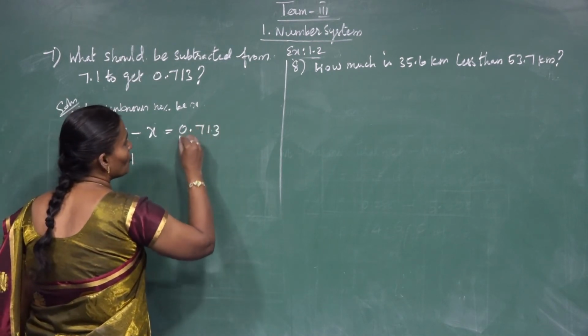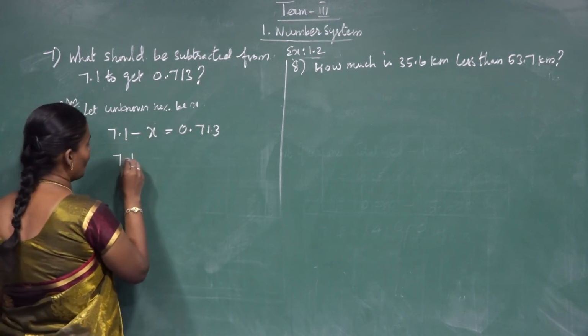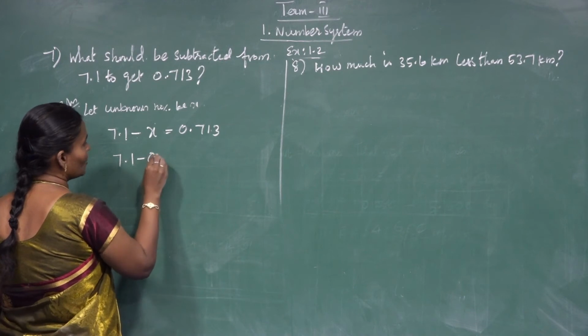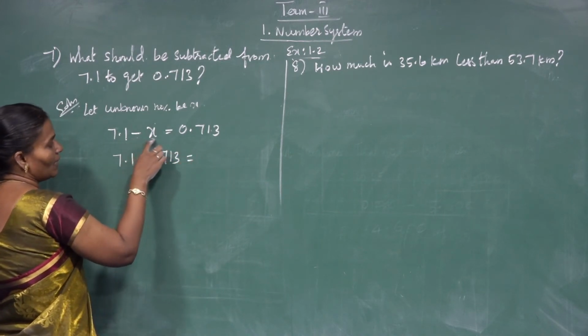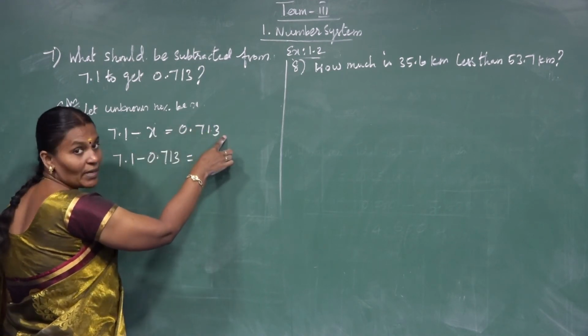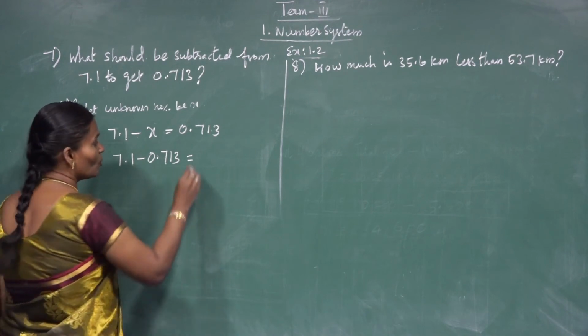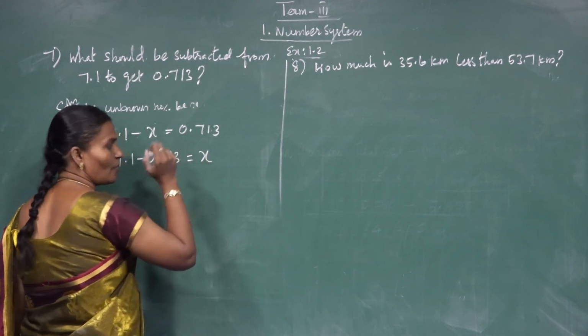This positive number moves to the left side, which means it becomes negative. So 7.1 minus 0.713 is equal to this minus x. This minus x moves to the right side, which means it becomes positive. So this is equal to x. Now we are going to find out the x value.